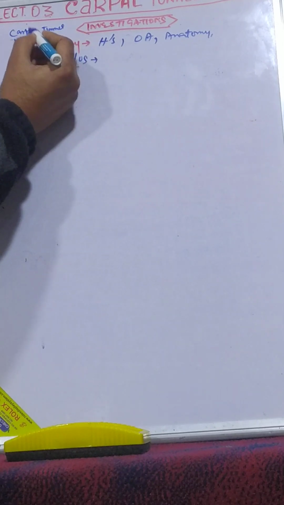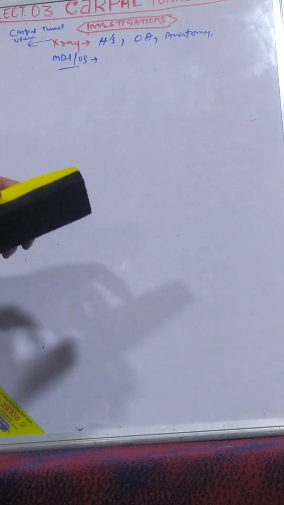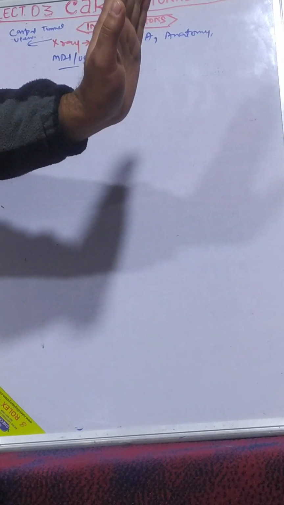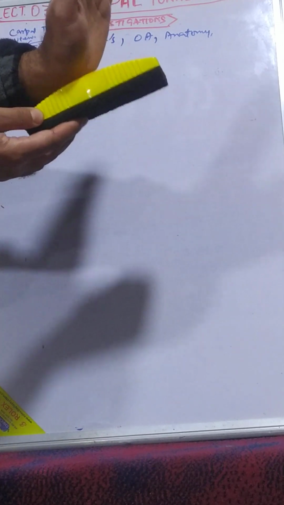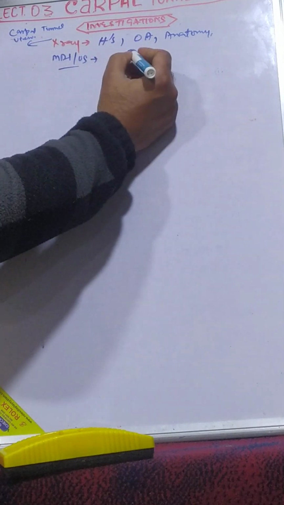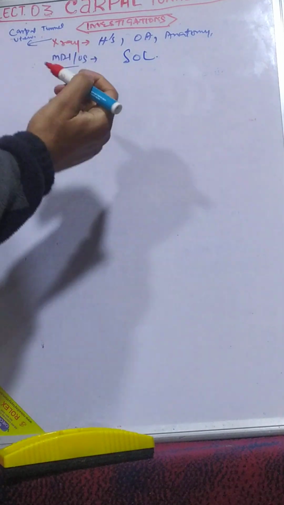It is the best view to study the carpal tunnel. So, what is the carpal tunnel view? You just dorsiflex your wrist like this, and you hold the X-ray cassette beneath the wrist. This is the carpal tunnel view. Another is your MRI and ultrasound. Any space occupying lesion is checked in this MRI and ultrasound.